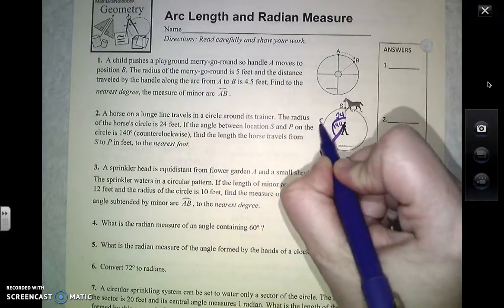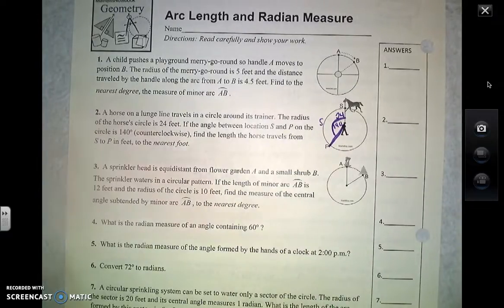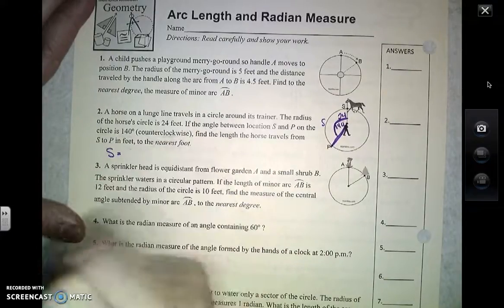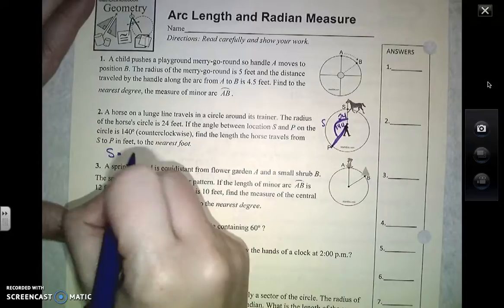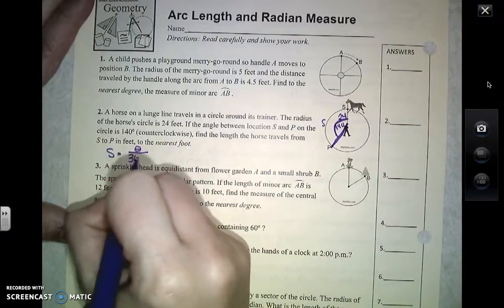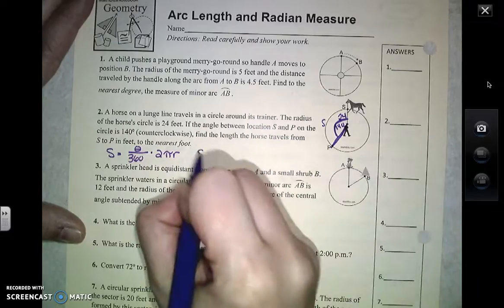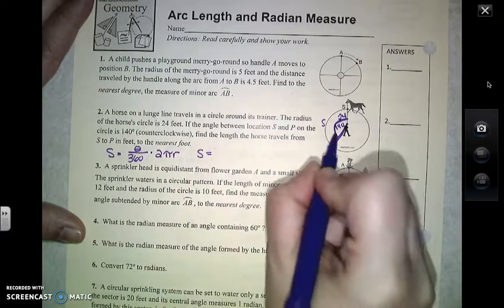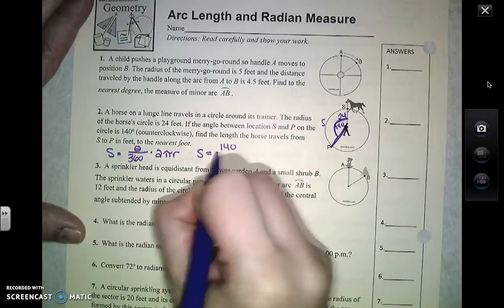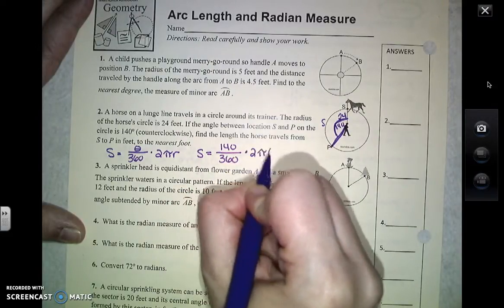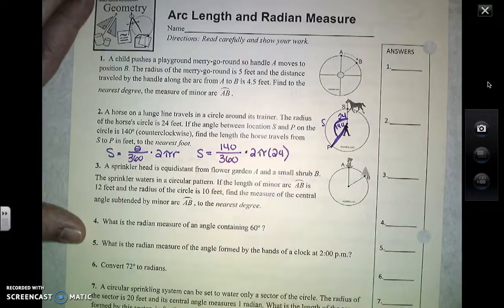So I'm going to call it S for arc length, and to find that, since we're in degrees, S equals, and we're going to go back to the formula from the previous page, which was theta over 360 times 2 pi r. And so in this case, S is going to equal the central angle, which is 140, over 360 times 2 times pi times the radius, which was 24.